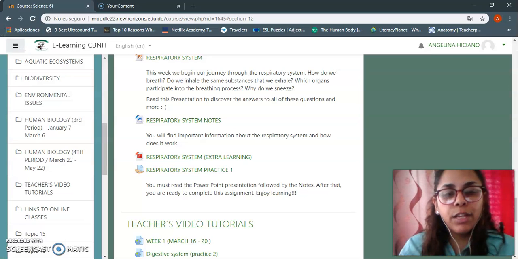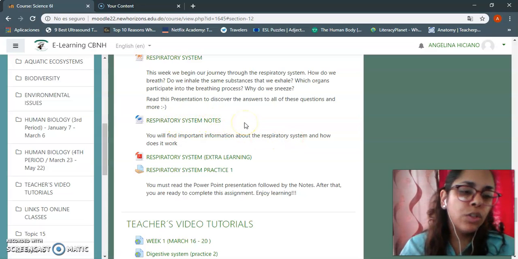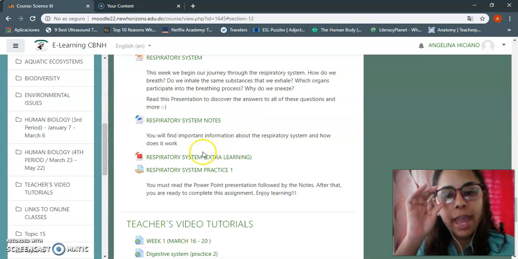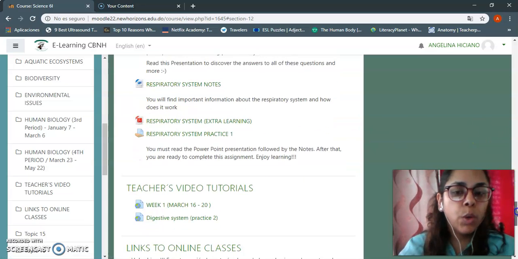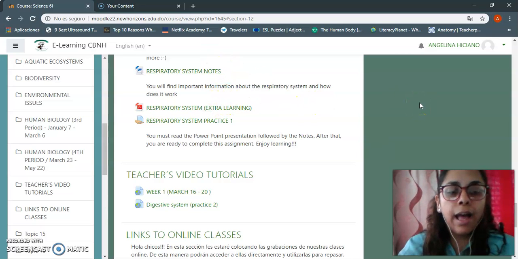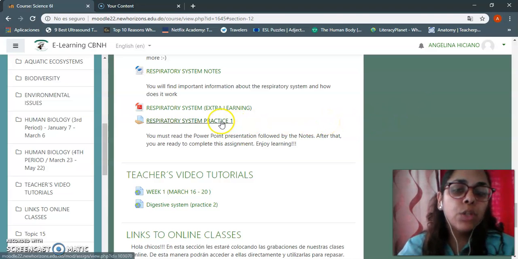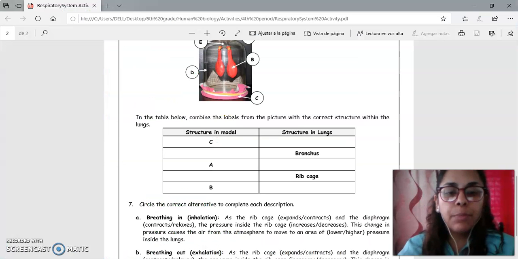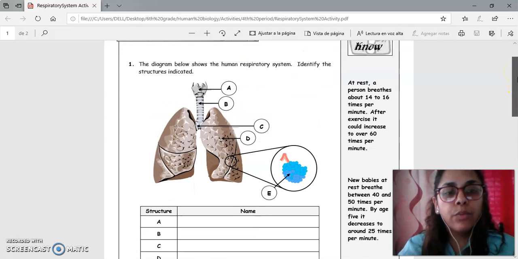So after you finish reading the respiratory system presentation, I gave you here a few notes that contain some really important information about the respiratory system and some extra learning tips. So I recommend you read those 2 documents for you to have all of the information that you need to complete the practice. The practice is a PDF document, as you can see, and you read it carefully.